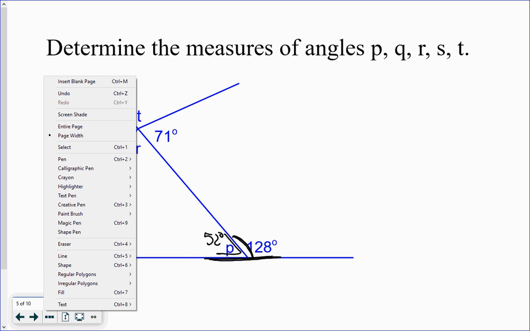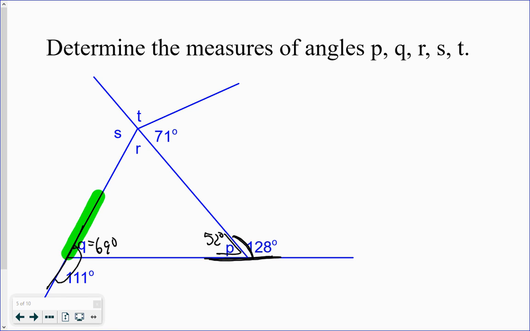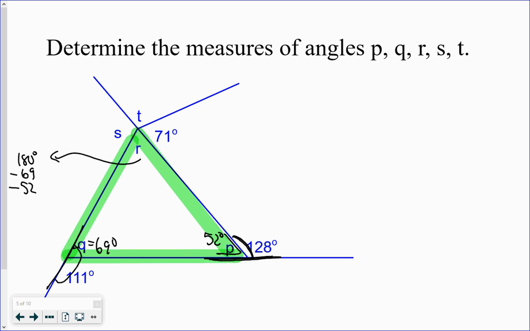Now what I see right here, I see a triangle. I know two of the three corners. So for R, I can go 180 minus that 69 minus the 52. And I get 59 degrees. Now again, back to those straight lines. See right here I have a straight line? So I know this and this are supplementary, or in other words, they have to add up to 180 degrees. So if I go 180 minus 59, I get 121 degrees.